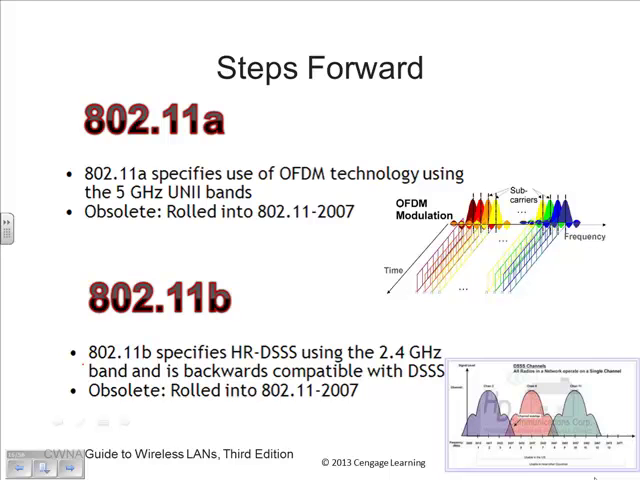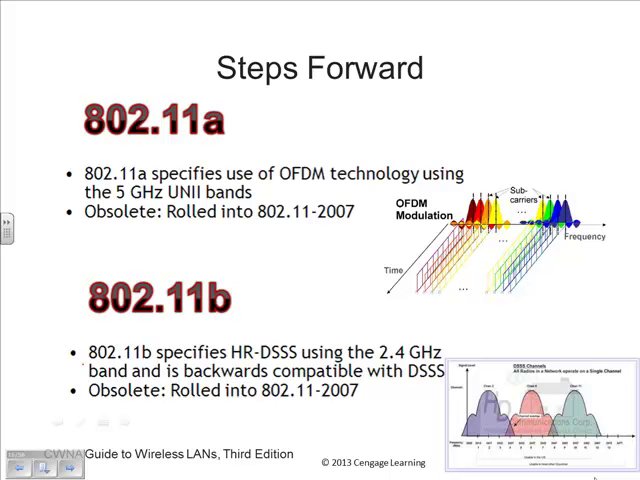11A specifies the use of OFDM technology using 5 gigahertz, and we'll talk about this stuff later on. In the UNII bands, that's the name of them, there are 3 separate bands for these things. Obsolete, the standard itself is rolled into the 802.11-2007.